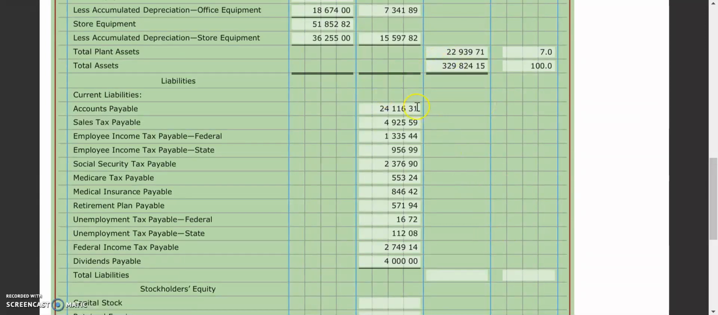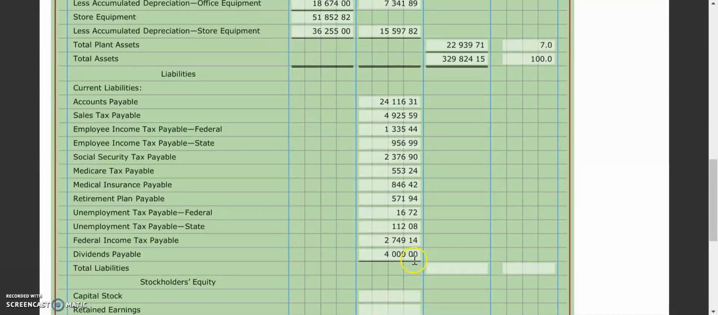So remember, these are all things that we're going to have to pay within the current year in order to keep everything up to date. It doesn't appear that we have any long-term liabilities like notes payable or anything. So our total liabilities is actually just going to be the total of all of our current ones. So our total liabilities actually end up to be $42,560.78.